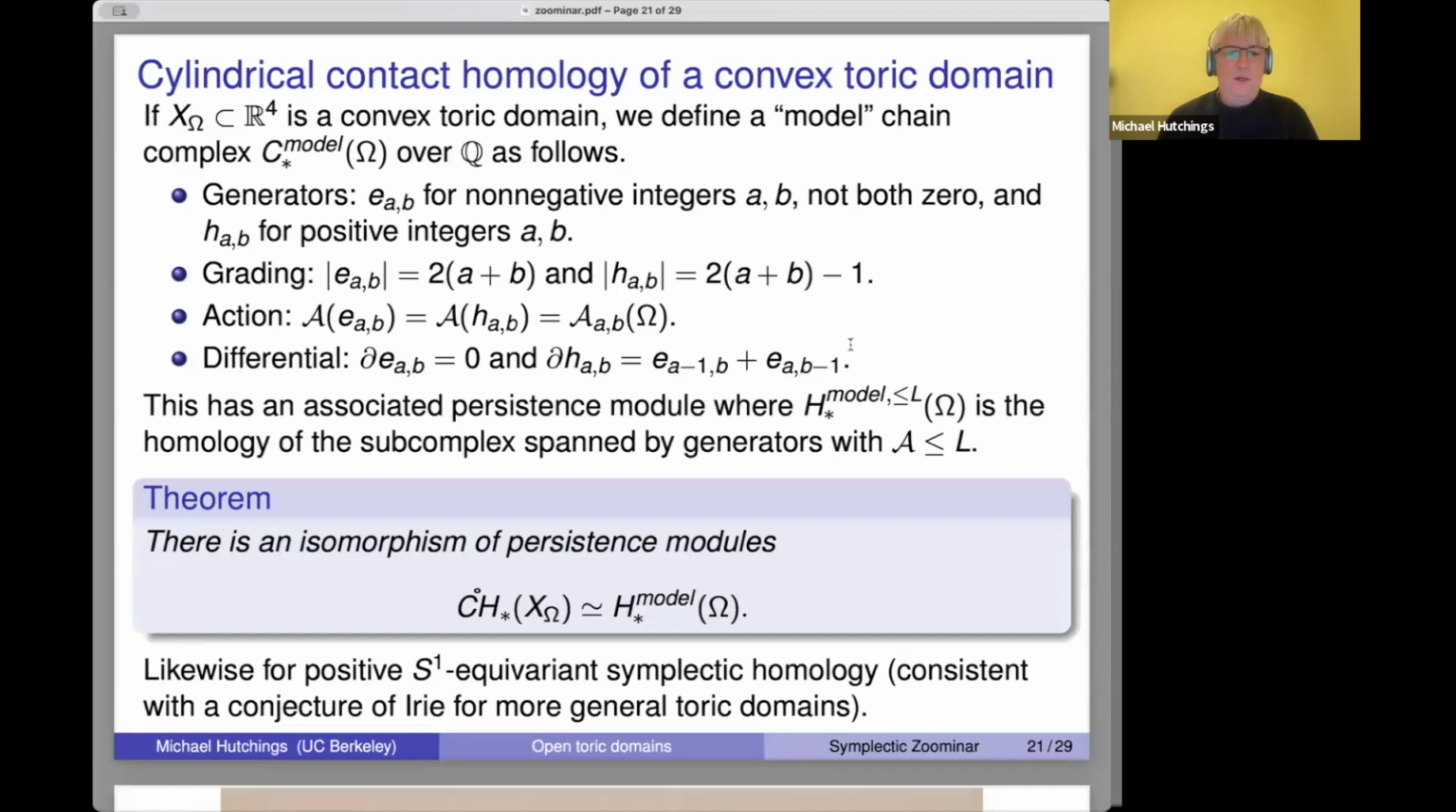And you can do a similar calculation for positive S^1-equivariant symplectic homology, and you get the same answer. And Kerei has a more general conjecture on the filtered equivariant symplectic homology for more general toric domains. And my understanding is that this is consistent with that conjecture.